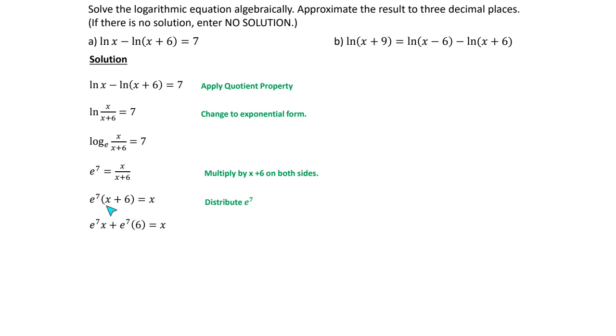Okay, so we're going to distribute. e to the 7 times x is e to the 7x. e to the 7 times 6 is e to the 7 times 6, is equal to x. So we want to put all the x's together. So let's move this x to the left by subtracting it. So we have e to the 7x minus x. And then let's move this term to the right by subtracting as well. So we have negative e to the 7 times 6.